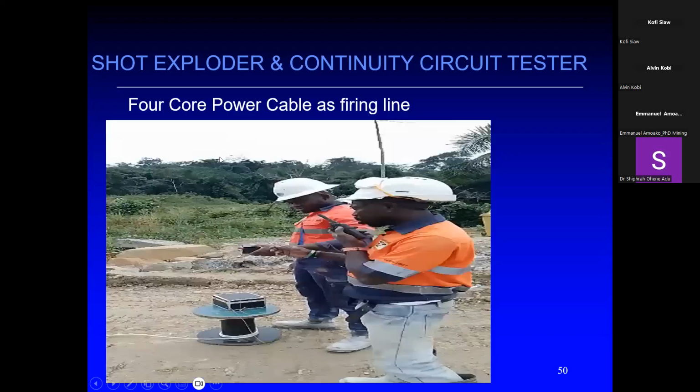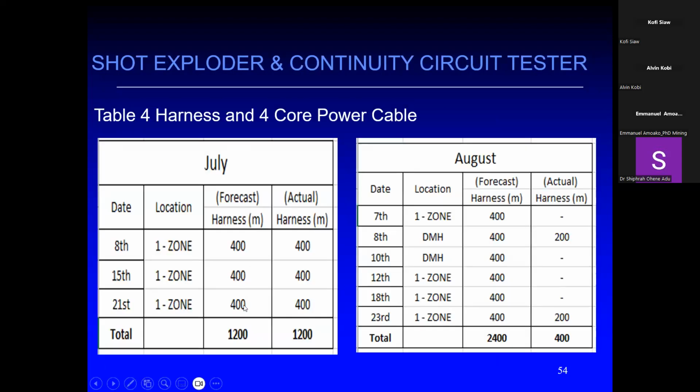So for the month of July, these were the forecasts. We have 1,200 meters of the harness wire, which is going to be used. Then this is the actual, so we actually use this one. Then for the month of August, when we recommended the 4-core power cable, you can see that if this is the forecast for the harness wire, this is where they used the 4-core power cable.